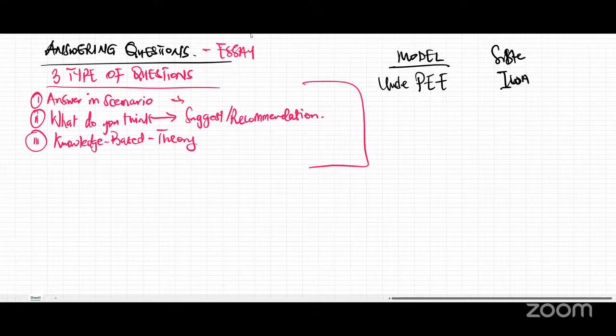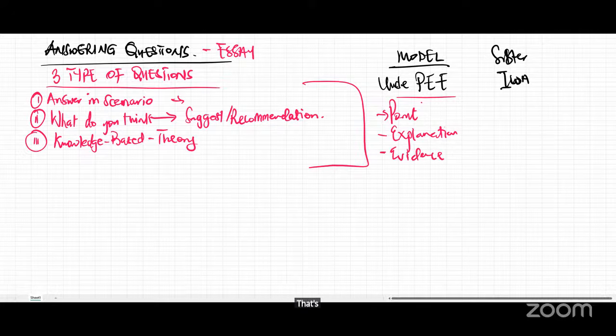Uncle P and Sister Iowa. So what is Uncle P? P is point, explanation, and then evidence. That's how you score.